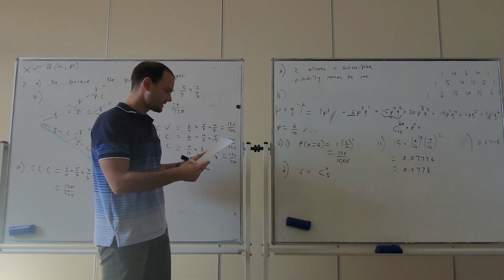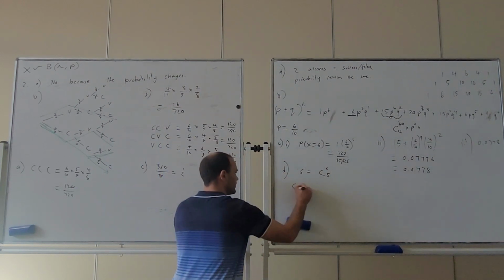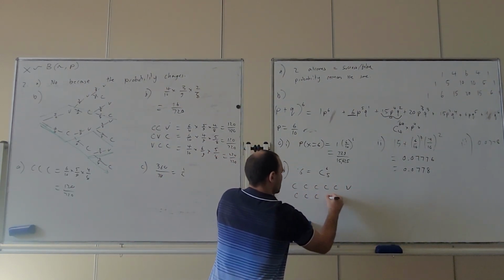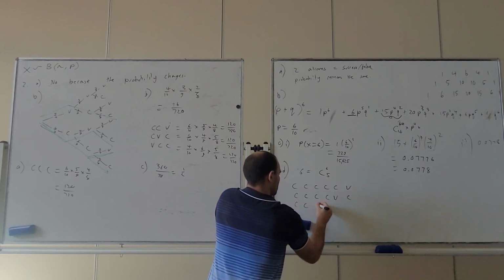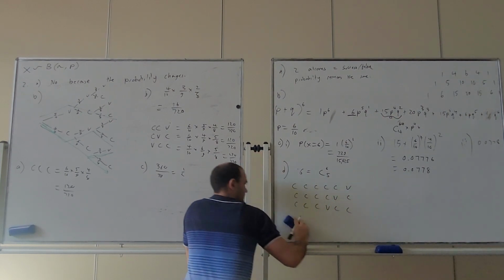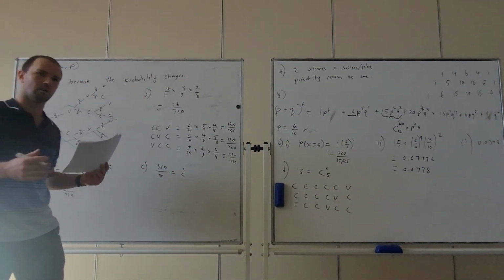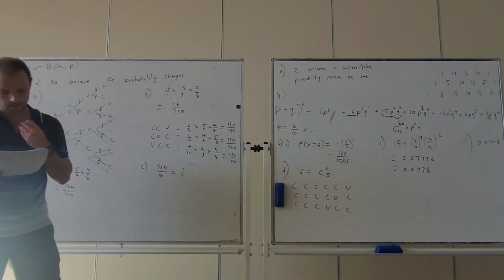Now it does say to list them, so that's like when you get chocolate, chocolate, chocolate, chocolate, chocolate, veggie, then chocolate, chocolate, chocolate, chocolate, veggie, chocolate, and just keep going through until the veggie's been in each respective position. There's lots of ways it can occur, right?